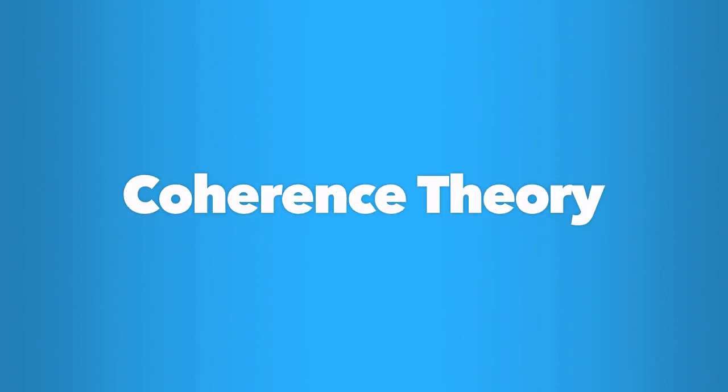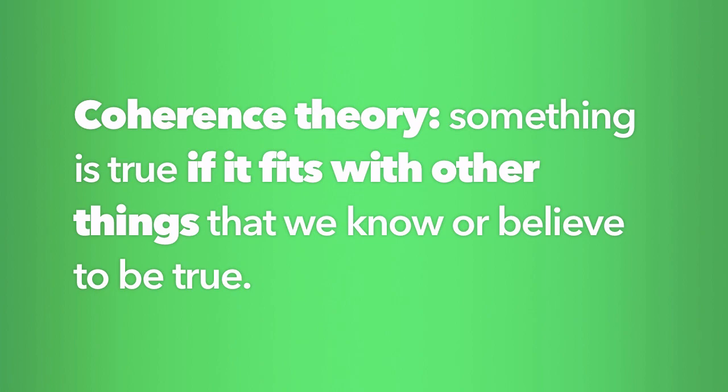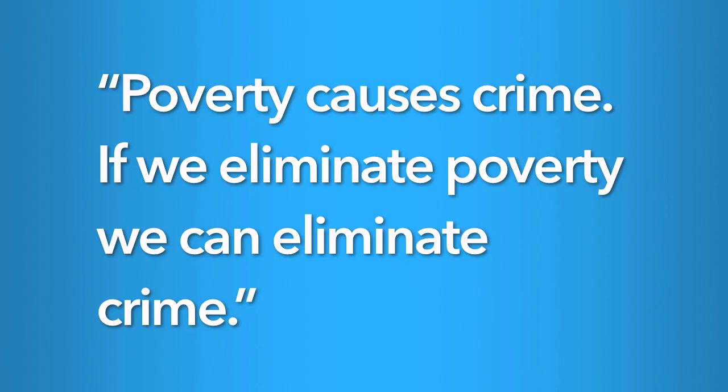Coherence Theory. Another way of evaluating the truth of premises is to think about the premise in the context of other things we know about. The coherence theory of truth says that something is true if it fits with other things that we know or believe to be true. For example, consider the argument that poverty causes crime. If we eliminate poverty, we can eliminate crime.